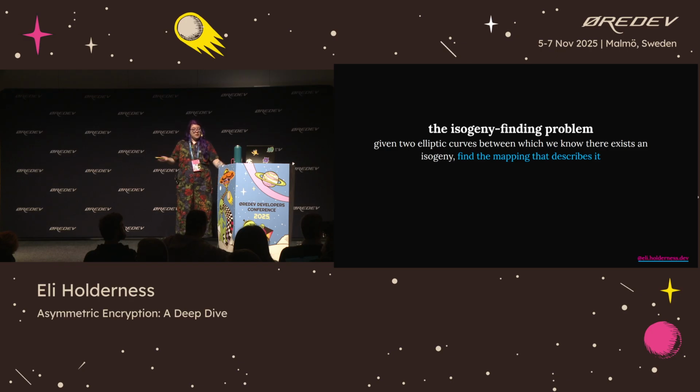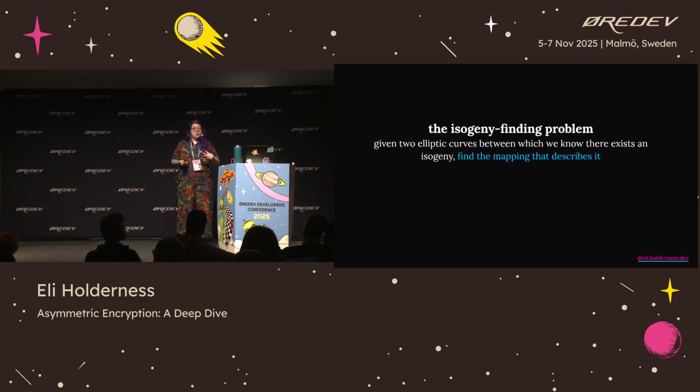Given two elliptic curves, which we now know and love and understand what elliptic curves are, between which we know there exists an isogeny, which is a fancy maths way of saying these two things are kind of the same when you look at them from this angle. Find the mapping that describes it. This is a hard maths problem. We don't know any quantum attacks that can solve it, right?